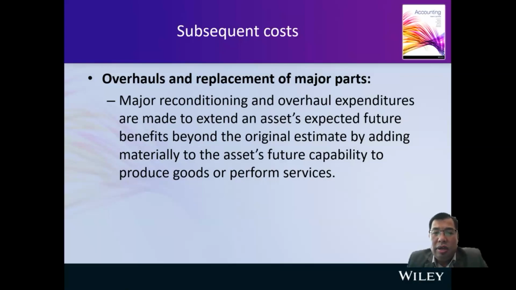Major reconditioning and overhaul expenditures are made to extend an asset's expected future benefits beyond the original estimate by adding materially to the asset's future capabilities to produce goods or perform services. I did mention, I gave an example about the halal taxi. When I looked at Dubizzle, I found they are selling it at a price of 17,000 dirham. I'm not sure whether that car can be used anymore or not because it has run for almost 500,000 kilometers.